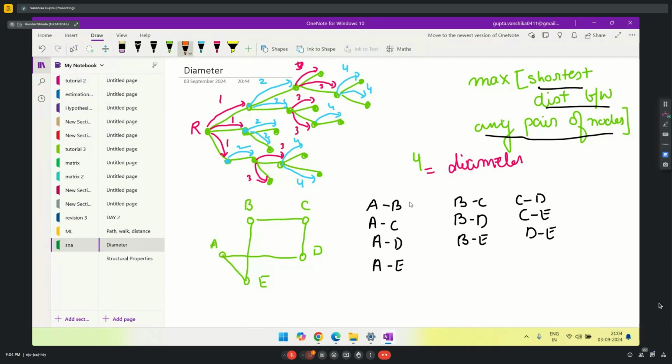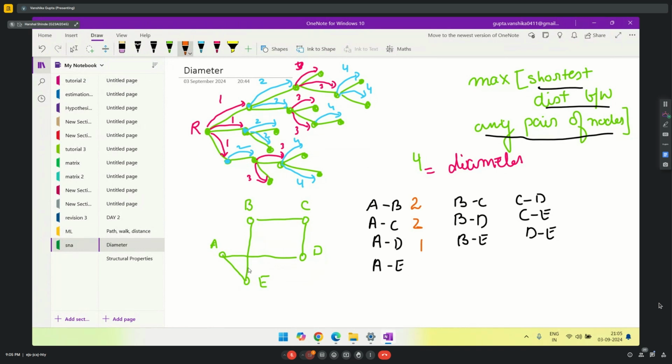AEB. Yeah, so the distance will be 2. AE, one edge, EB, second edge. So the distance will be 2. From A to C again, the distance will be 2. A to D and then D to C. A to D, the distance is 1.